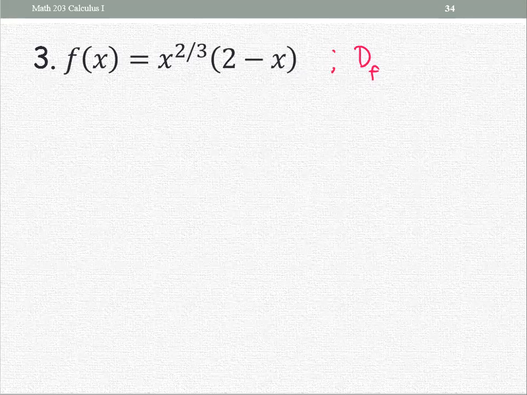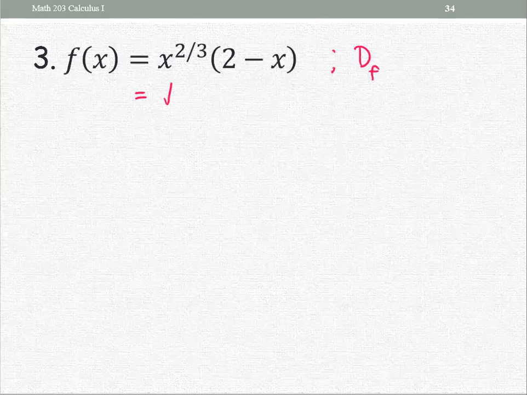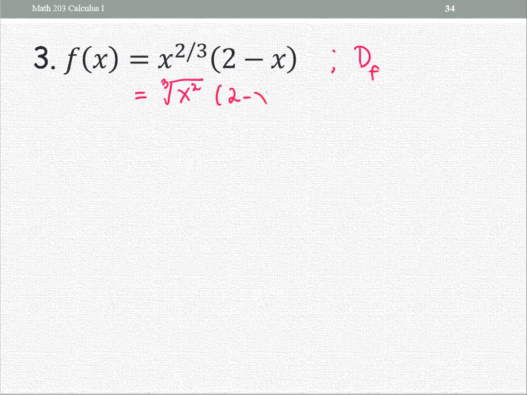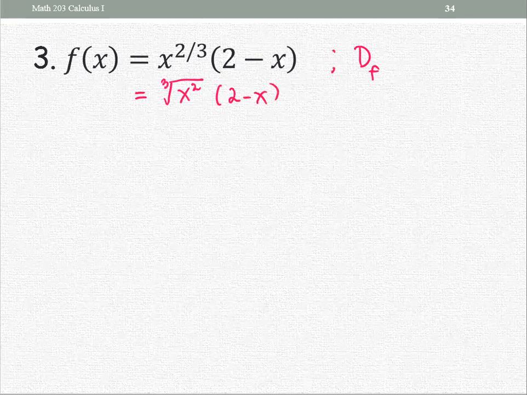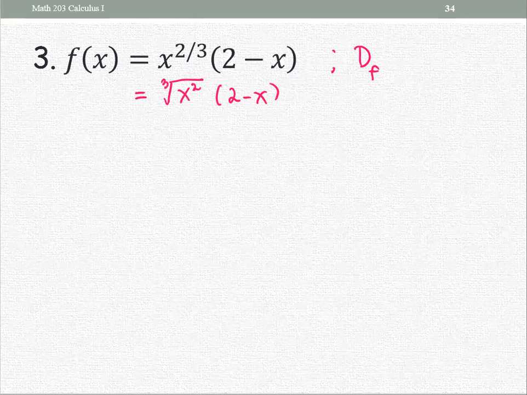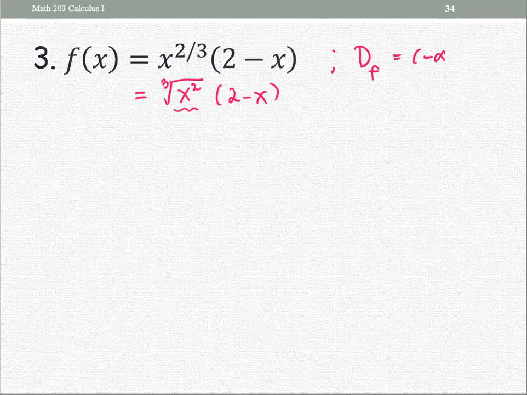f of x equals x to the 2/3 times (2 minus x). X to the 2/3 is the cube root of x squared, multiplied by 2 minus x. For the domain, there is nothing to worry about with the 2 minus x factor, and the cube root of x squared has no restriction either. You can put anything inside the radical with index 3. So the domain is the set of all real numbers again for this case.